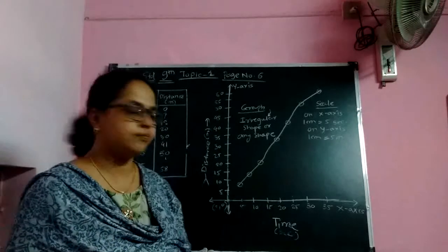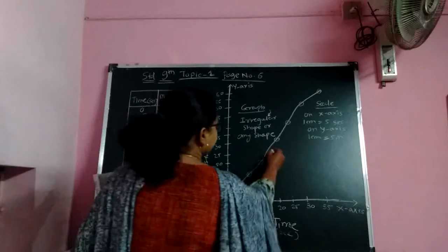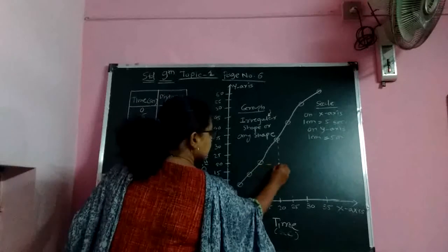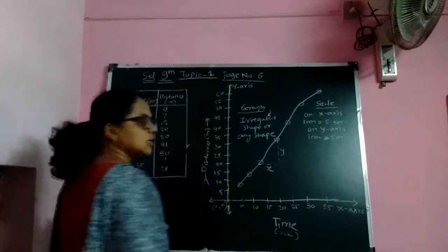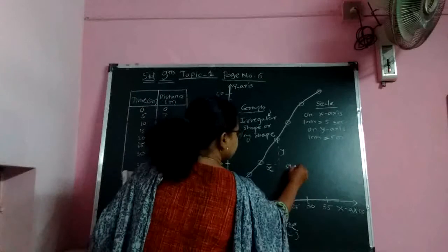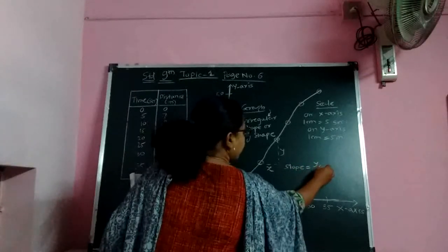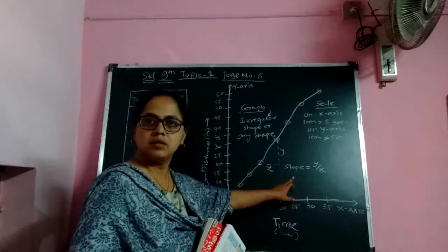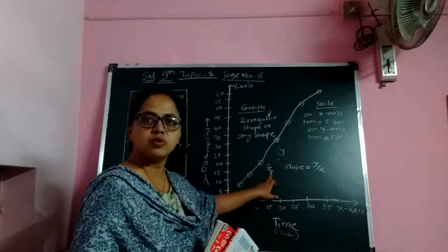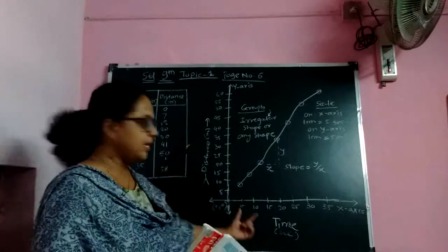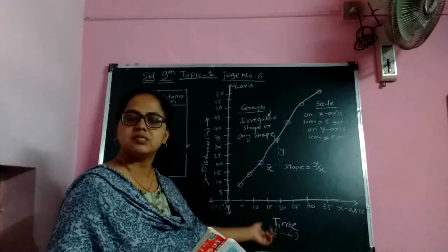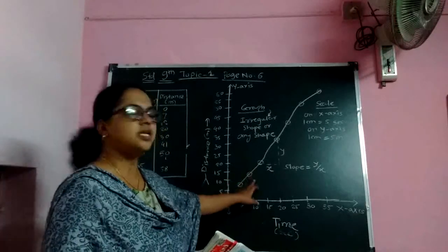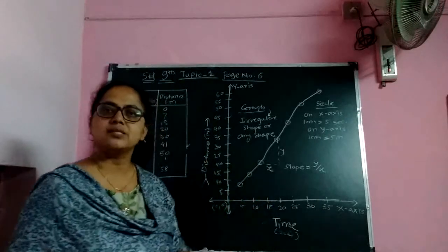How to calculate the slope? Suppose in this graph, you have to take 2 points. Slope means the ratio of y upon x. If you take the slope of this graph, you can see y means distance and x means time. And we know that distance upon time is nothing but velocity, or you can say speed. So simply, slope indicates the velocity, or you can say speed.